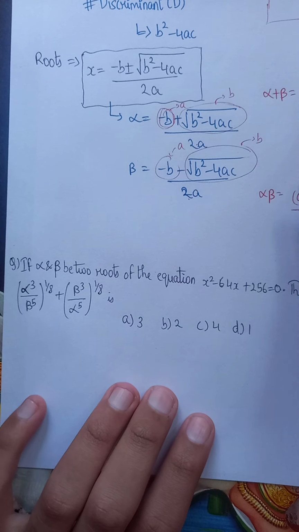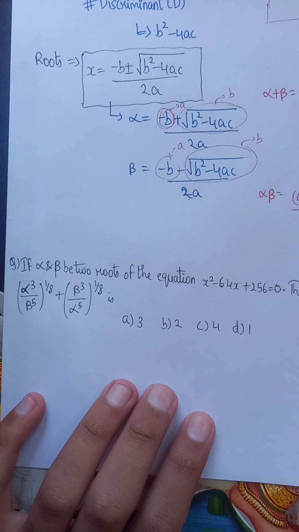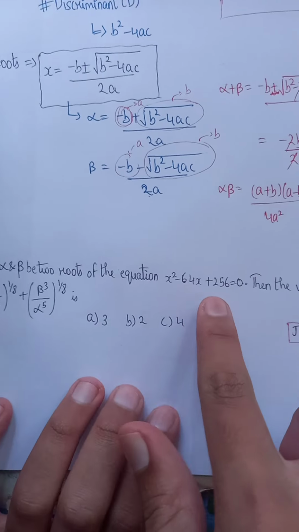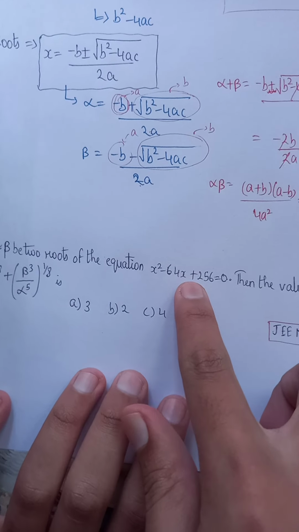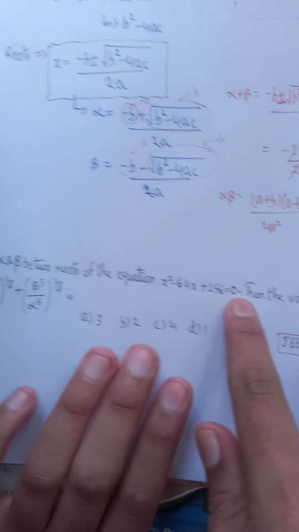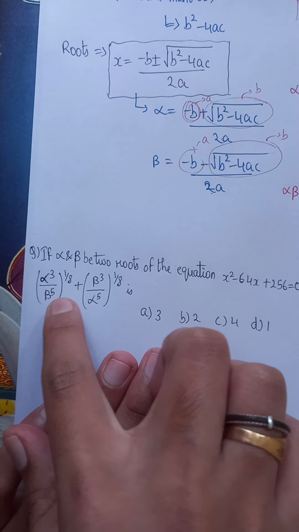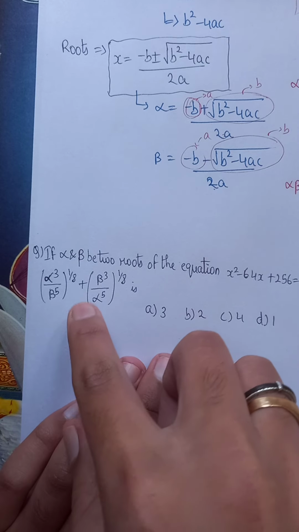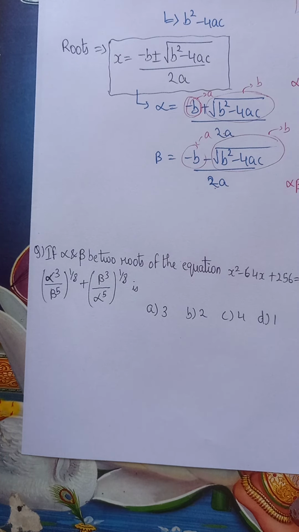Okay, so this is the question. What does the question say? If alpha and beta be the two roots of the equation x square minus 64x plus 256 equals 0, this is the equation, then the value of (alpha cube divided by beta power 5) whole power 1 by 8 plus (beta cube divided by alpha power 5) whole power 1 by 8 is, okay?